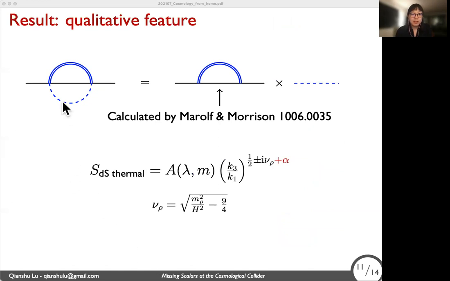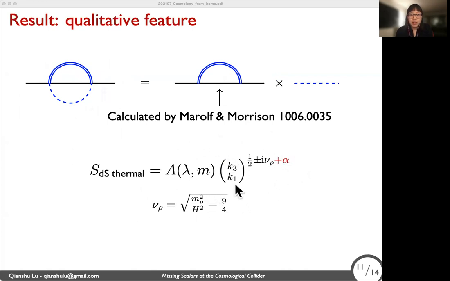Now, like I said, the zero mode propagator of chi is a constant. So this half sunset diagram can be decomposed into a one loop diagram multiplied by the constant zero mode propagator of chi. Now, this one loop diagram has been calculated by Marolf and Morrison in 2010 for generic masses. And using their results, we have found that the 3-point inflaton correlation function that is mediated by this corrected rho 2-point function has the following qualitative feature.